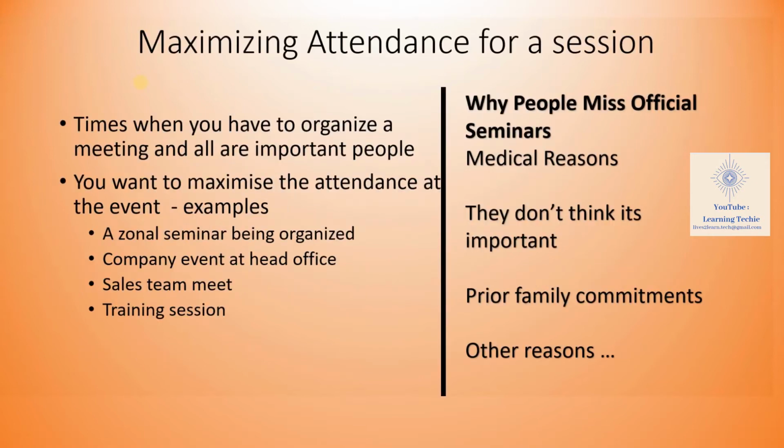Now, there are times when you have to organize a meeting, and if some important people have to come, it could be a zonal seminar, it could be a company event at the head office, it could be a sales team meet, it could be a training session. But people would just not turn up. They would give medical reasons. They would often say they really don't think it's so important, so they'll come up with some excuses. There could be genuine prior family commitments, and there could be a whole lot of reasons.